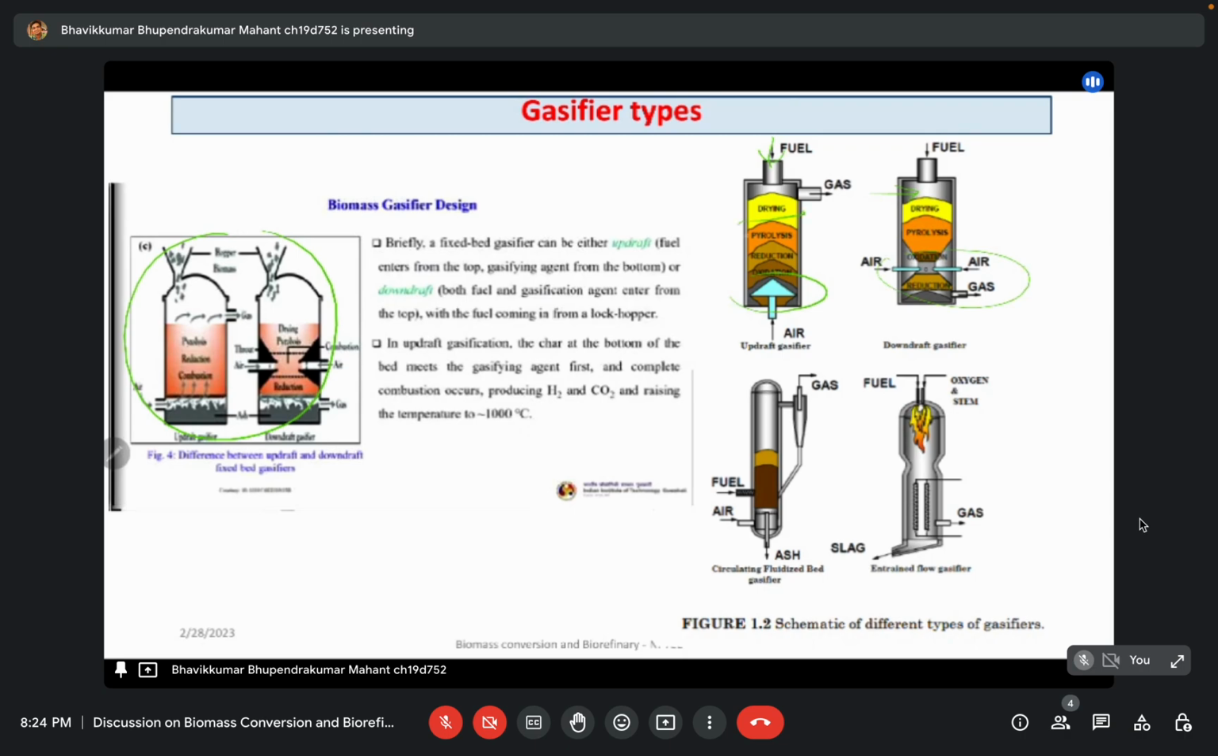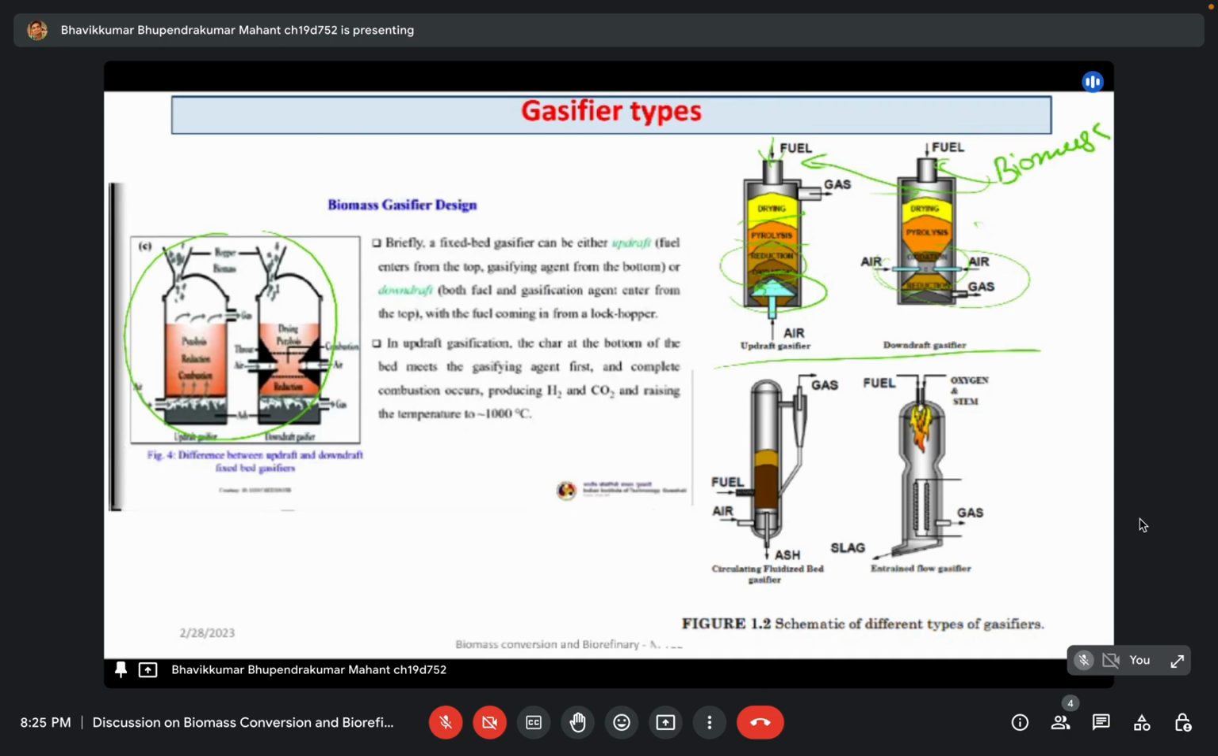First you can see this is a drying section and pyrolysis section, and this is a reduction and oxidation section where the reactions take place. At that point you get the gasification agent which gasifies your biomass. So your biomass is always on the top, or fuel, you can consider it fuel. But in the updraft you get the air or gasifying agent from below, and in the downdraft it is in the middle. In the updraft gasification, the char at the bottom of the bed meets the gasifying agent first, complete combustion occurs, producing H2 and CO2 and raising the temperature to 1000 degrees. So obviously it only meets here in the updraft, and the temperature is increased. These are the two different packed bed configurations, updraft gasifier and downdraft gasifier.